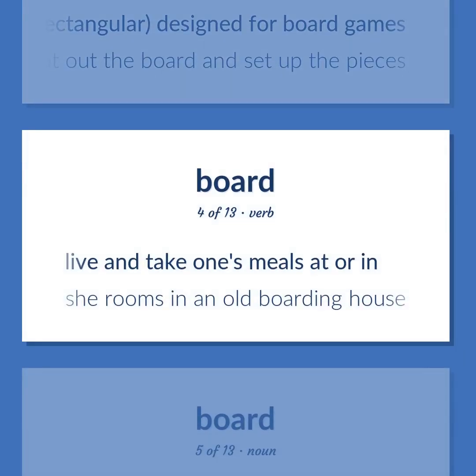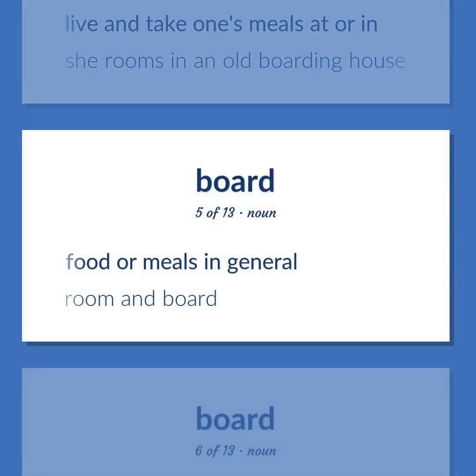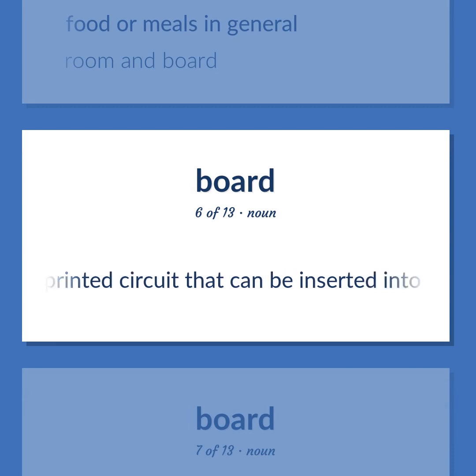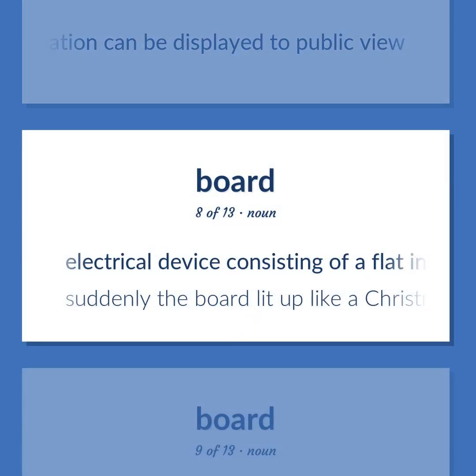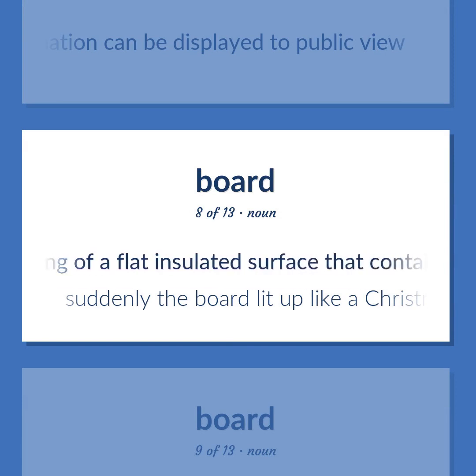Live and take one's meals at or in. She rooms in an old boarding house. Food or meals in general. Room and board. A printed circuit that can be inserted into expansion slots in a computer to increase the computer's capabilities. A vertical surface on which information can be displayed to public view. Electrical device consisting of a flat insulated surface that contains switches and dials and meters for controlling other electrical devices. Suddenly the board lit up like a Christmas tree.